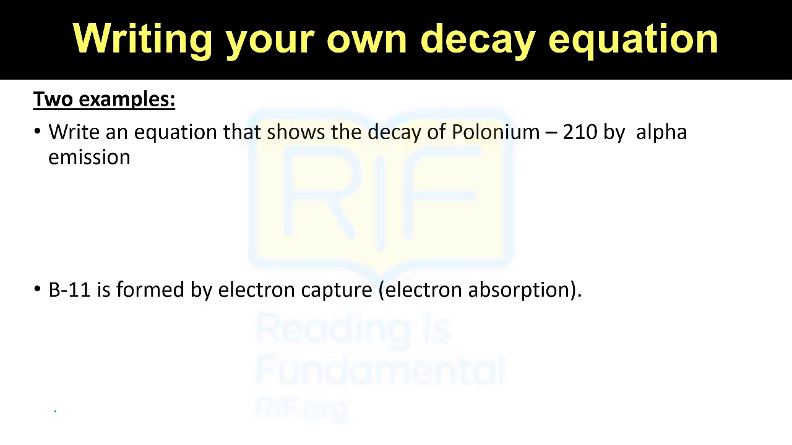Our first example says write an equation that shows the decay of polonium-210 by alpha emission. So this is saying the decay of polonium-210. That means I'm starting with polonium-210. So I know the symbol for polonium is Po. The mass number is 210. I've got to go look up the atomic number on the periodic table, and I see that it's 84. And I see the question is telling me that we are undergoing an alpha emission.